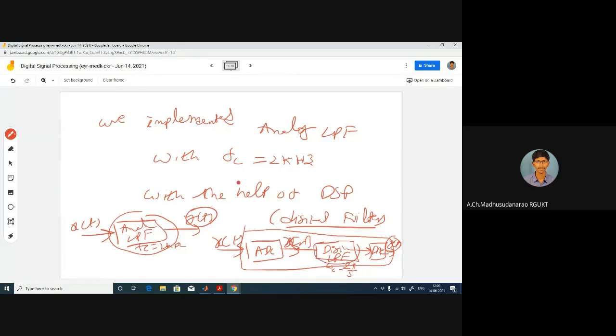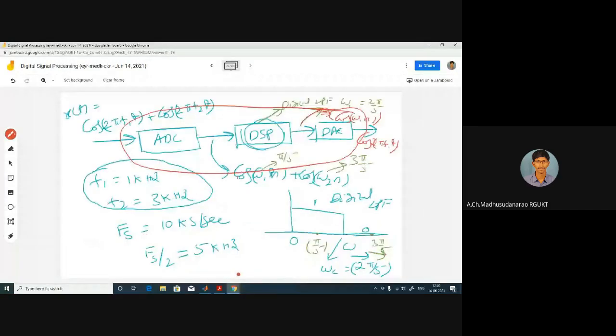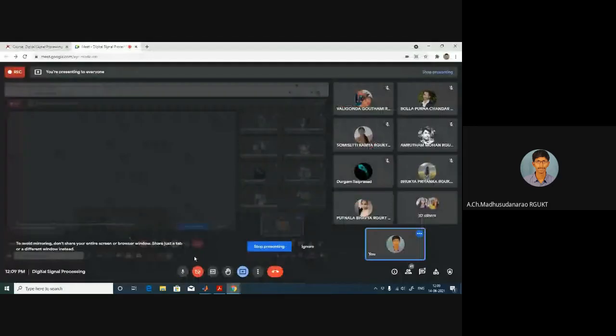We can implement anything with the help of such setups. But the constraint we need to remember is f should be less than or equal to fs by 2. Up to that we can process. Beyond that we can't. That's the only constraint. That's what we did while removing noise from your audio file. We removed the out of band noise with the help of the DSP program, a digital filter. After that, we applied it to the digital to analog converter followed by the speaker.